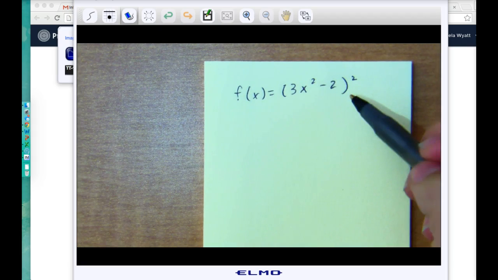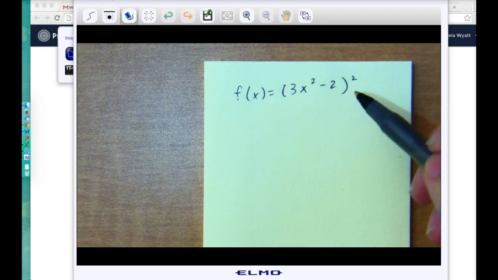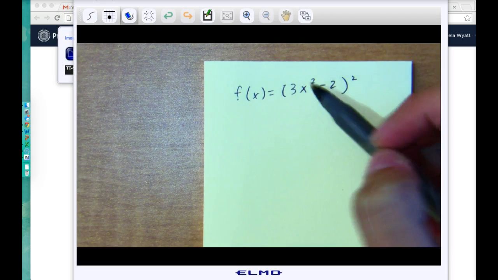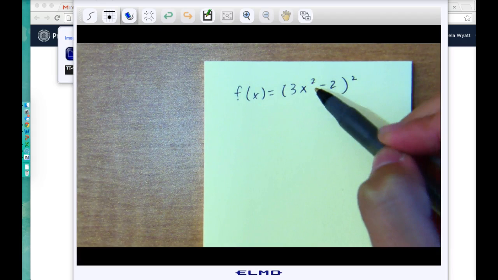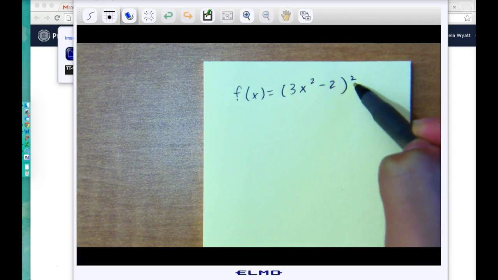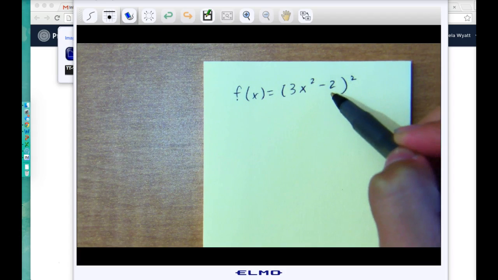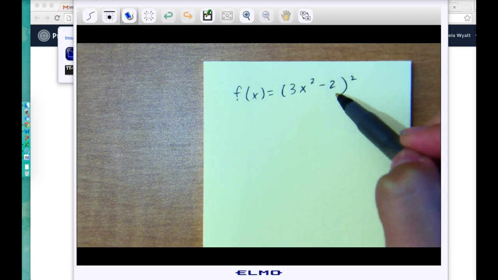Okay, to go over this last one, just because I have a feeling there may be some issues with it, before you take the derivative, I would FOIL this out for right now. Eventually we'll talk about how to take the derivative of this function without FOILing.